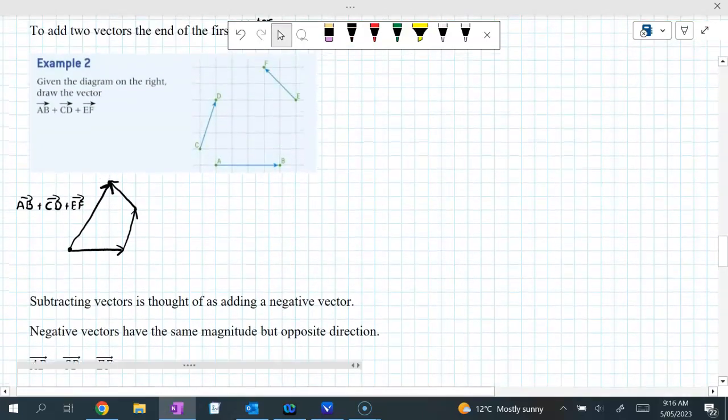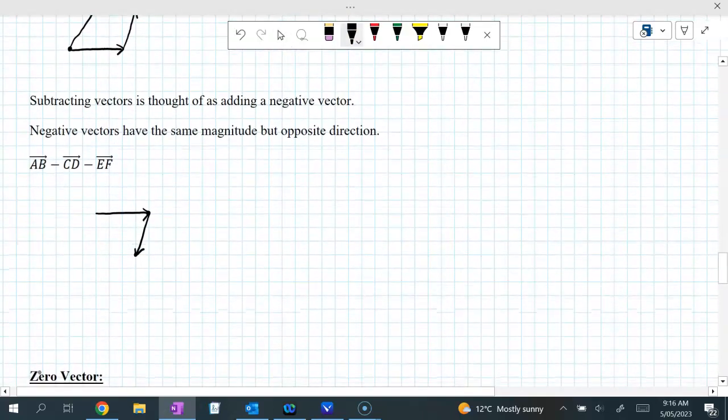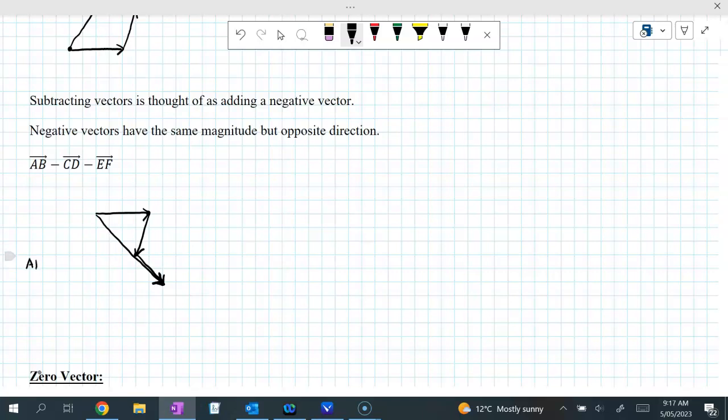And then for EF, we're starting here, we're going across 2 and down 2. So across 2 and down 2. And so then the negative vector is that one there. And so then this subtraction, well, it's from the start of my diagram to the end of my diagram. And so it looks like that. So that's my subtraction: AB take CD take EF.